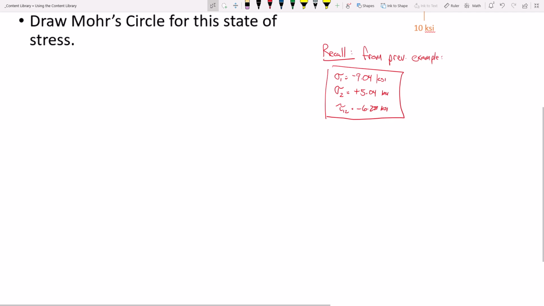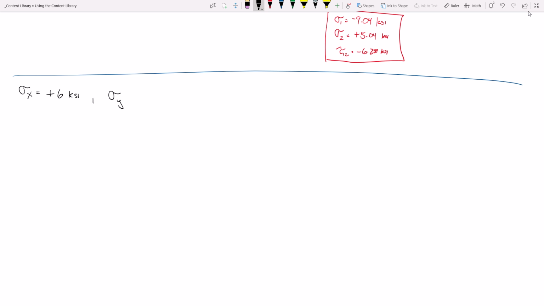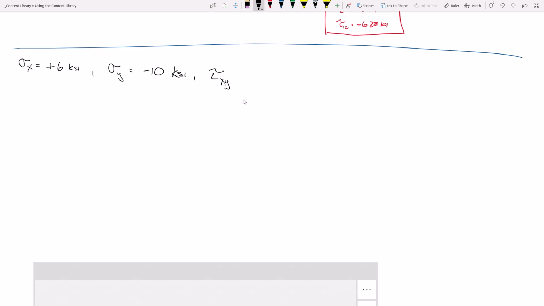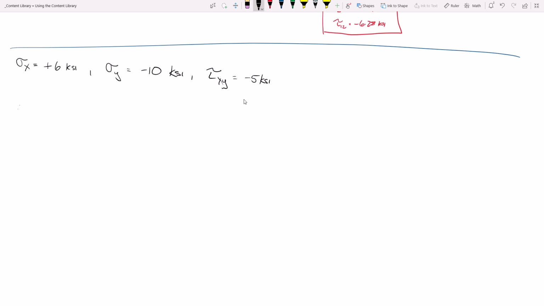Okay, so again, we have sigma x is plus 6, sigma y is negative 10, tau xy is negative 5. So the first thing that we're going to do is figure out the worst case orientation. So, principal orientation.